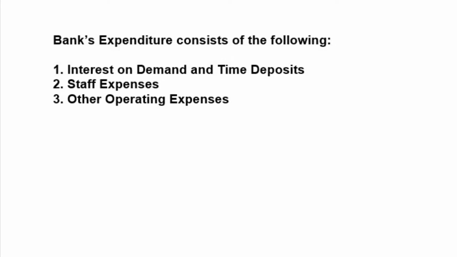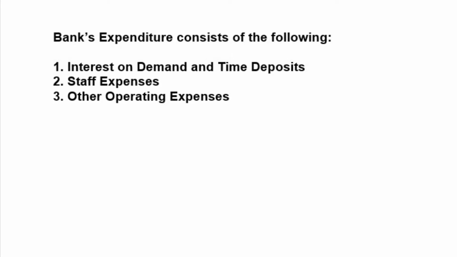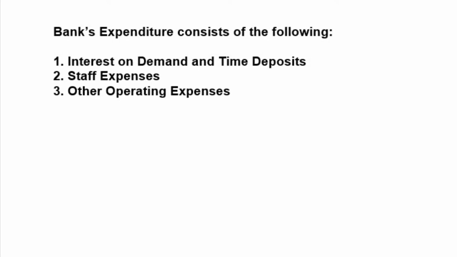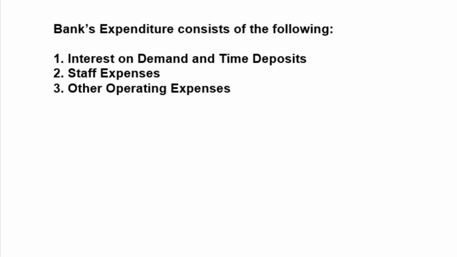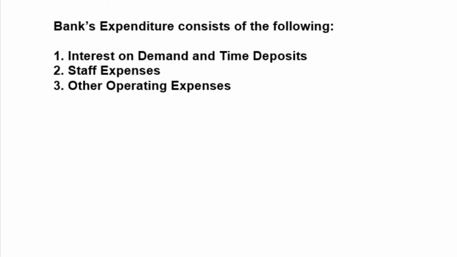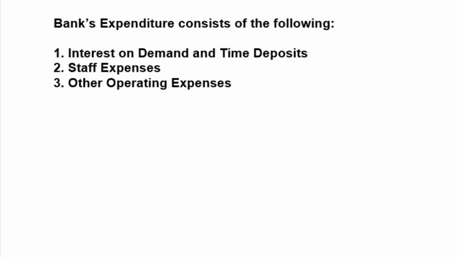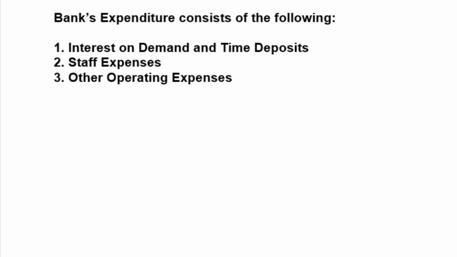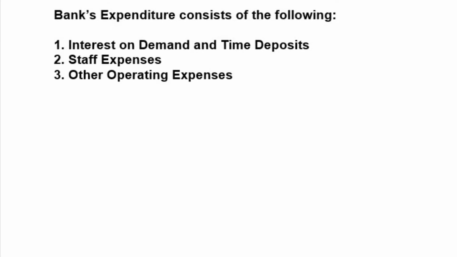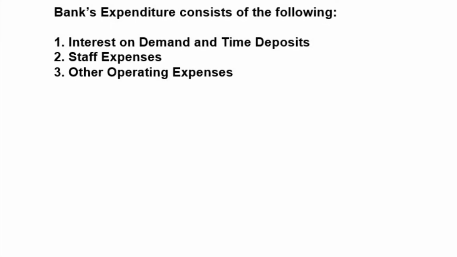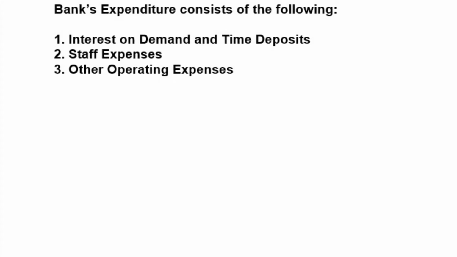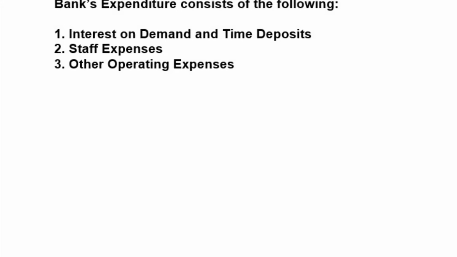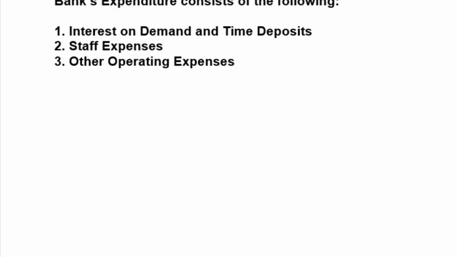So income means interest from loans, and expenditure means interest we pay on demand deposits and time deposits. Next, income means fee based income, and in expenditure it is staff expenses. And he is telling treasury income is a component of bank income, and other operating expenses are a component of bank's expenditure. These are the components for bank's income and expenditure.